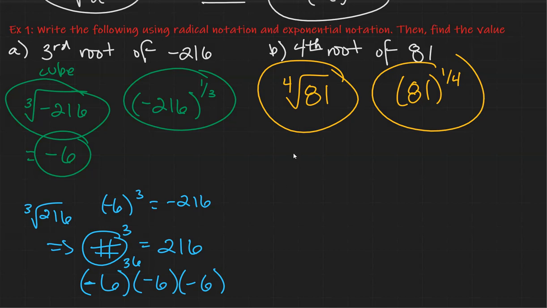So then now, what is it equal to? Same question we ask ourselves. What to the power of 4 is going to give us 81? Okay, question mark. What is this number that we raise to the 4th power? So multiply by itself 4 times to give us 81.